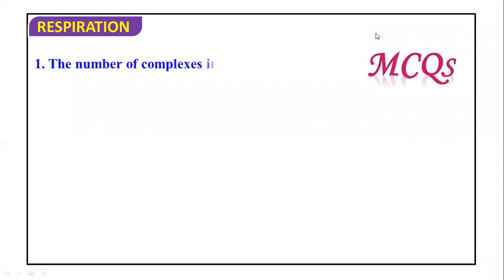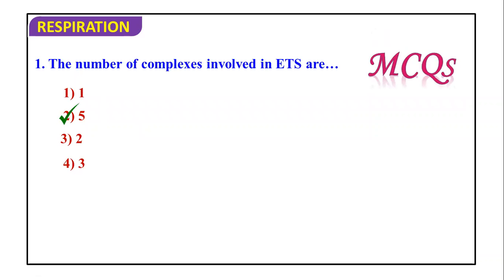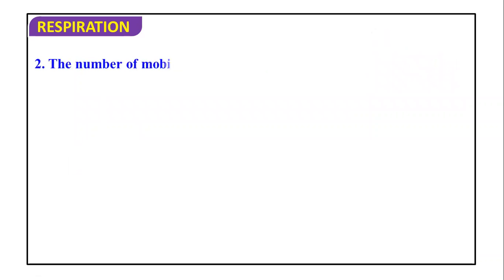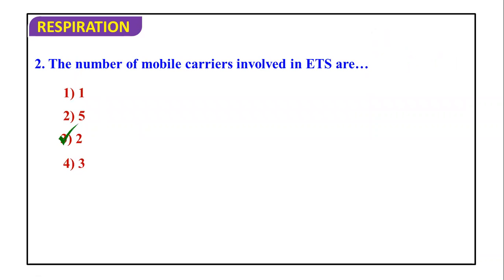Let's discuss some questions. The number of complexes involved in ETS: as we discussed, there are a total of five complexes. Actually, in the electron transport system only four complexes are involved, but one complex, complex 5, is involved in oxidative phosphorylation. The number of mobile carriers involved in ETS: ubiquinone and cytochrome c are the mobile electron carriers, so the answer is 2.